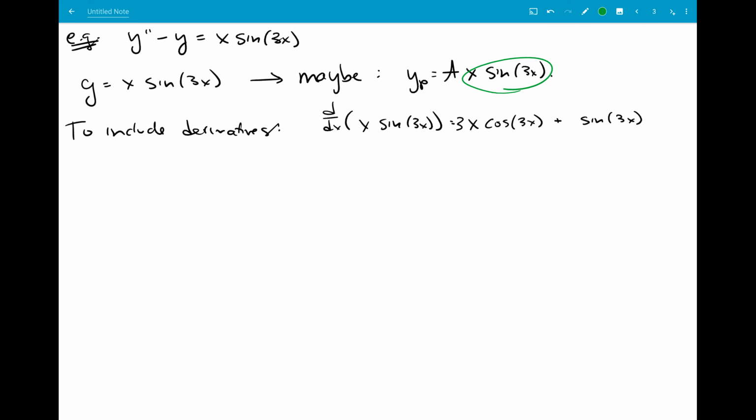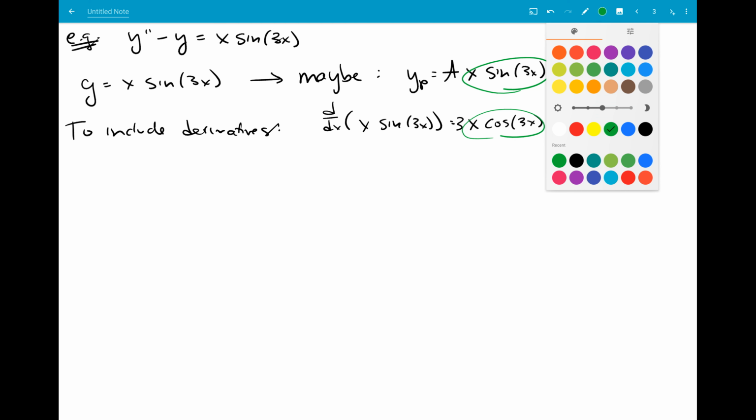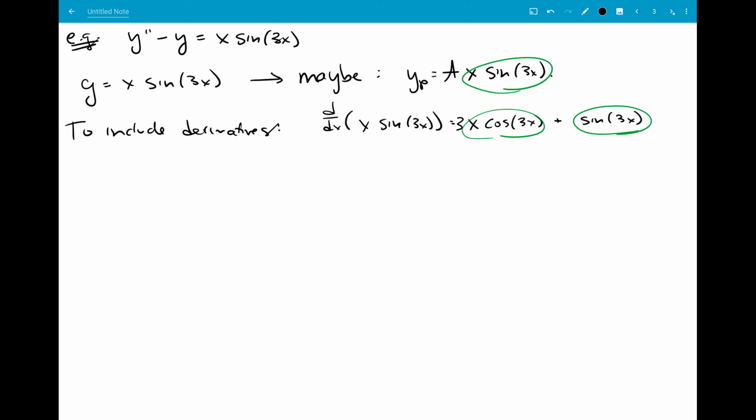So I started with an x sine 3x. Now I've created an x cosine 3x and a sine 3x. So I'm going to have to take derivatives of all those things this time to see what would need to be canceled out in my y sub p. And I don't think I've left myself enough room to do this, but that's okay. We'll just do the cosine and then the sine.